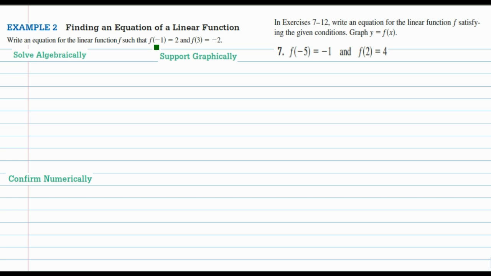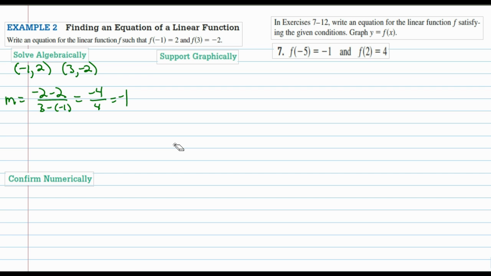The problem says that f of negative 1 equals 2. Well, that means I plugged in negative 1 and I got out 2. The function's value after I input negative 1, its output is 2. The other point, f of 3 equals negative 2, means that after I input 3 into the function, I get out negative 2. So there's my 2 points. I'm going to calculate the average rate of change, or the slope. So negative 2 minus 2 over 3 minus negative 1, negative 4 over positive 4, so that's negative 1.